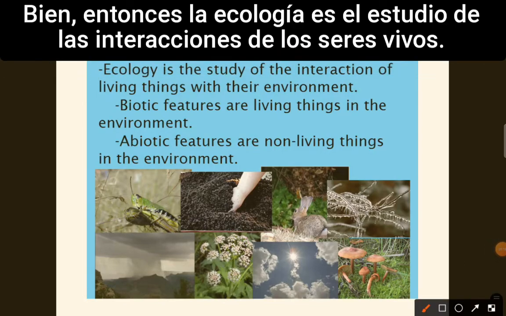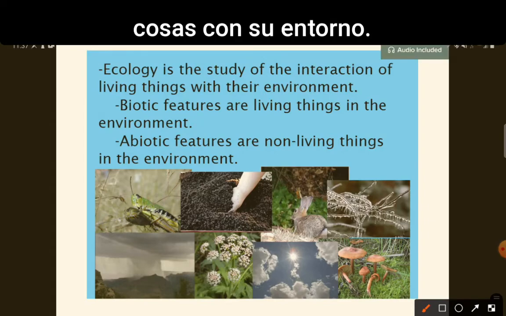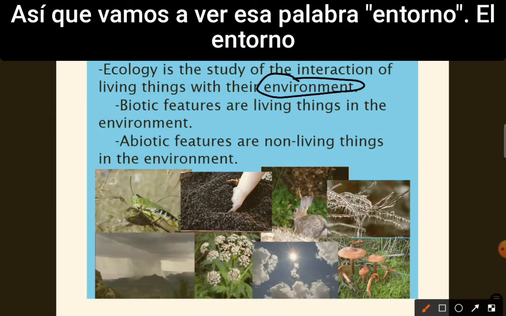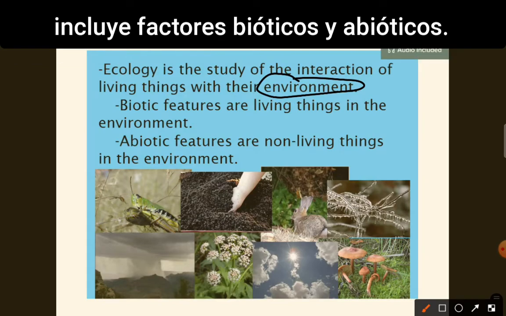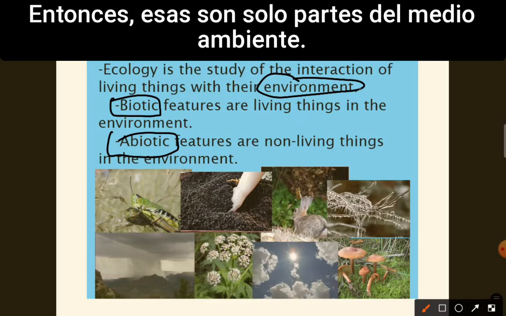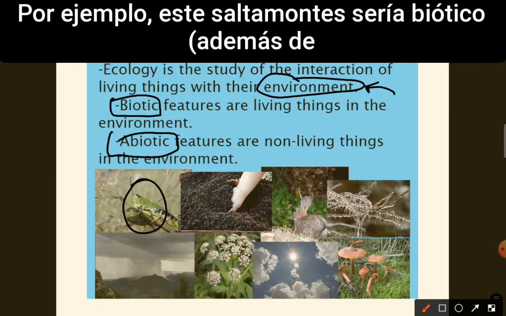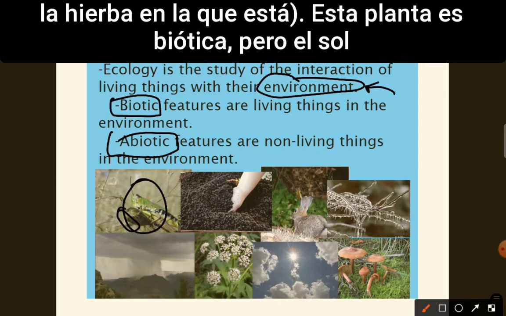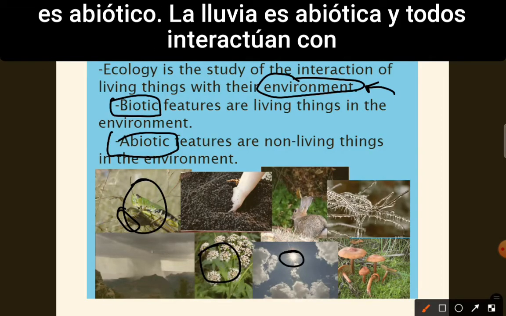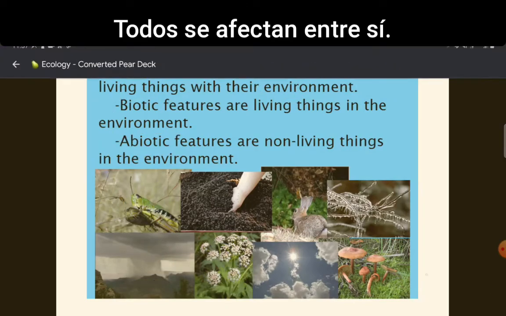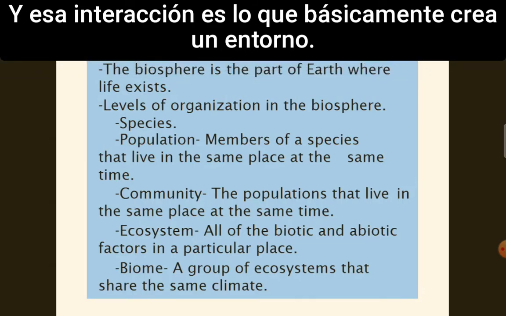Okay, so ecology is the study of the interactions of living things with their environment. And so we're going to look at that word environment. The environment includes biotic factors and abiotic factors. And so those are just parts of the environment. That's what that word means. For example, this grasshopper would be biotic, as well as the grass that it is on. This plant is biotic, but the sun is abiotic. The rain is abiotic. And they all interact with each other. They all affect each other. And that interaction is what basically makes an environment.